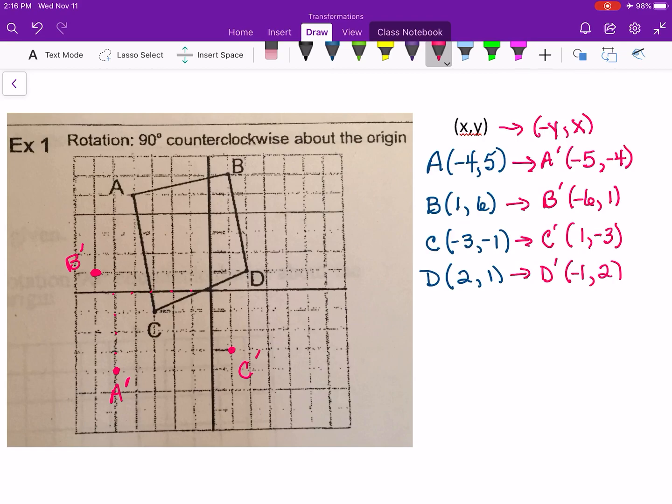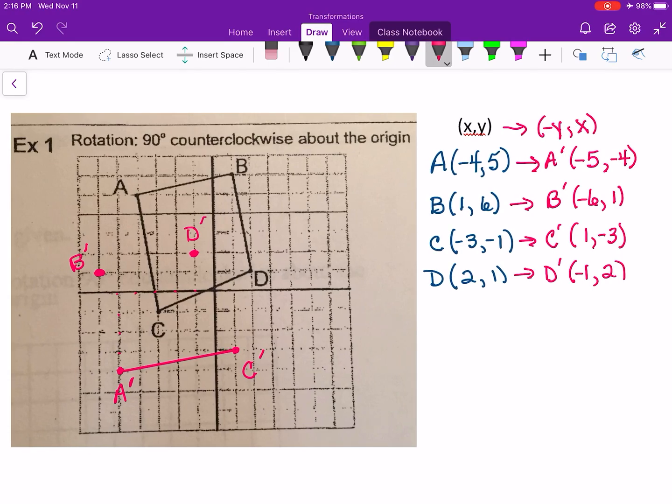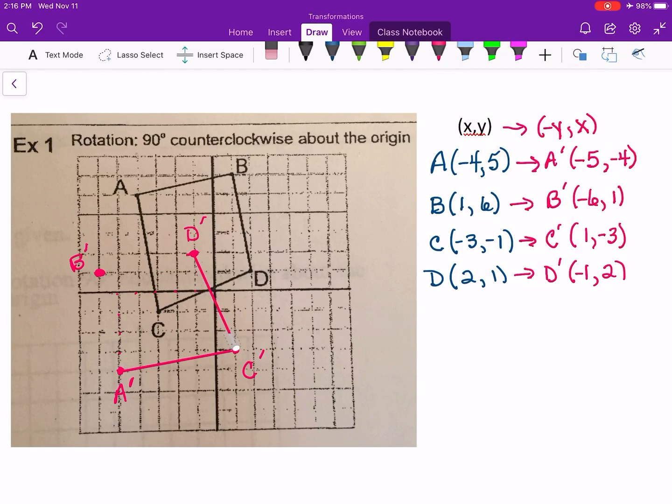And D prime is 1 to the left, up 2. Make sure you are labeling all your points and connect the dots in the same order they were connected in the original figure. So connect A to C, C to D, D to B, and B to A.